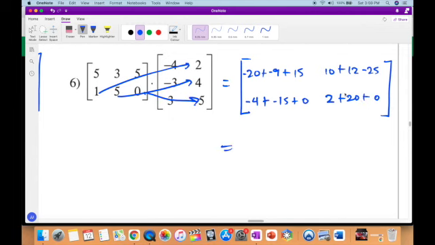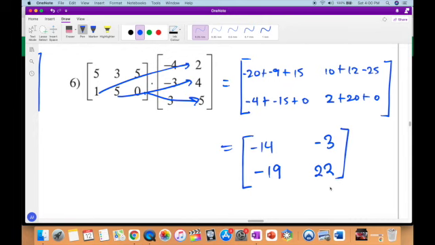So you see I did end up with a 2 by 2 matrix. And what do I get? Negative 29 plus 15 is negative 14 over here. What do I have here? 10 and 12 is 22. 22 minus 25 is negative 3, is it? Over here, negative 4 and negative 15 is negative 19. And over here, we have positive 22. Yeah or nay? Yeah.